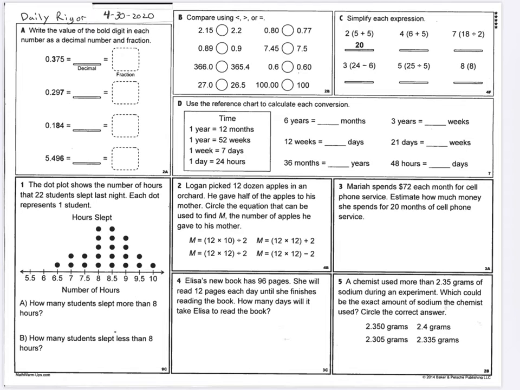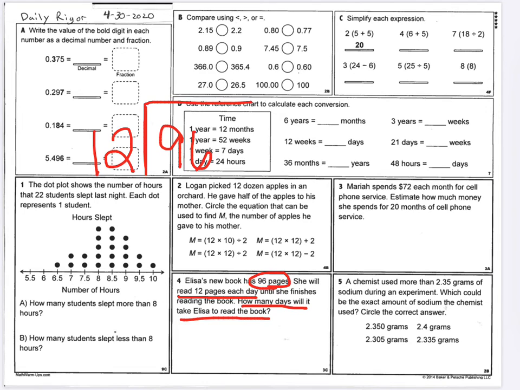Number 4, Elise's new book has 96 pages. She will read 12 pages each day until she finishes reading the book. How many days will it take Elise to read the book? It has 96 pages. She's going to read 12 pages each day. Well, if I'm reading the same number of pages each day, that's like breaking something up into equal groups, right? So, 96 pages, 12 pages each day. How many days is it going to take?